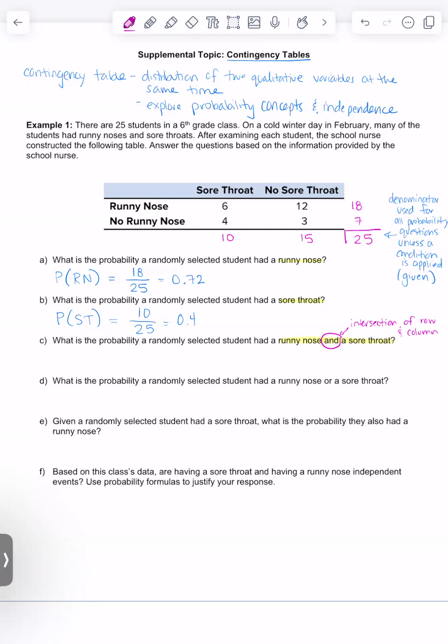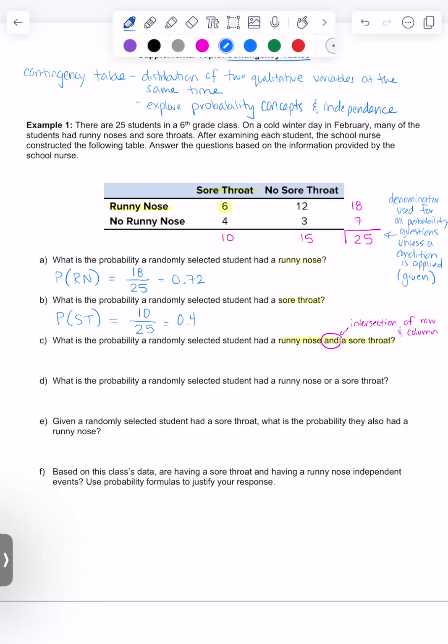So I'm going to go ahead and try to find that number, and I'm going to highlight it inside the table. So it says runny nose and a sore throat. So they actually said yes to both things. So that means they said yes to having a runny nose. I'm highlighting that in the table. And they said yes to having a sore throat. That is this number of 6 students right there.